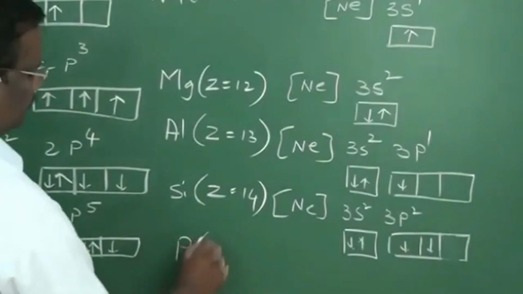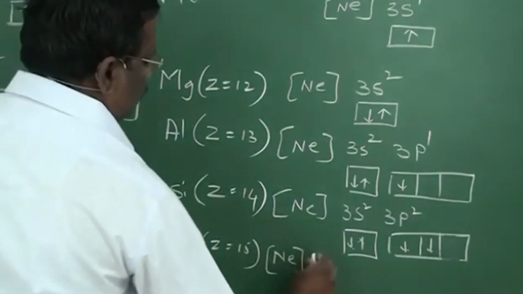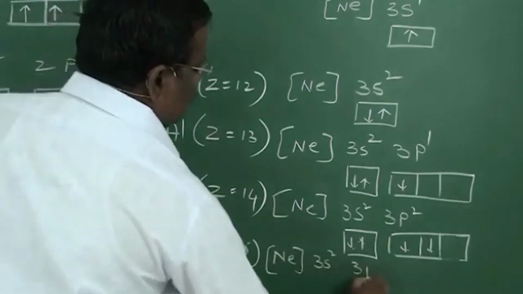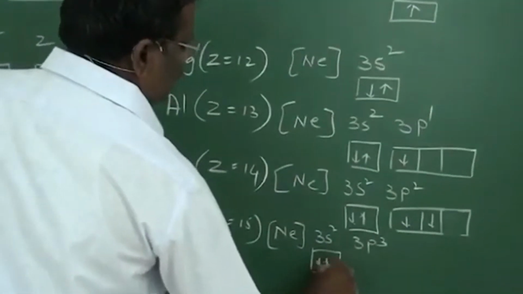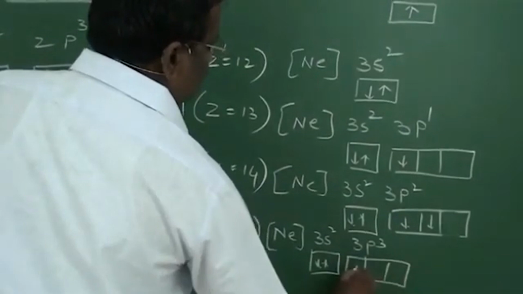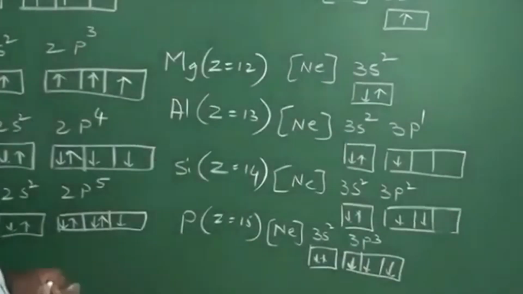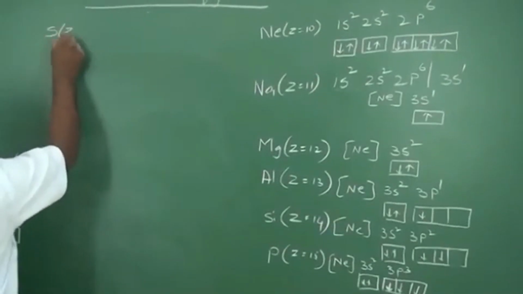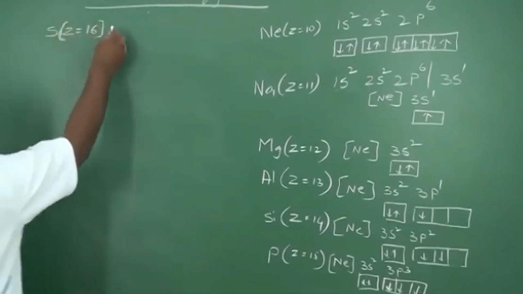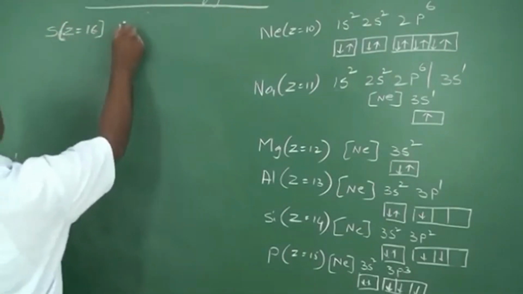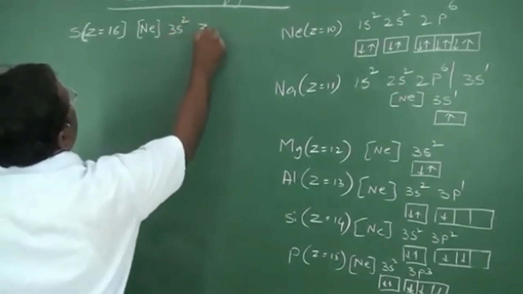Then phosphorus. 3s2, 3p3. In the s suborbital we have 2 electrons, and in p we have 3 electrons. Then sulfur. Atomic number is 16. So the first 10 electrons are just like neon. Then the rest of the electrons are 3s2, 3p4.